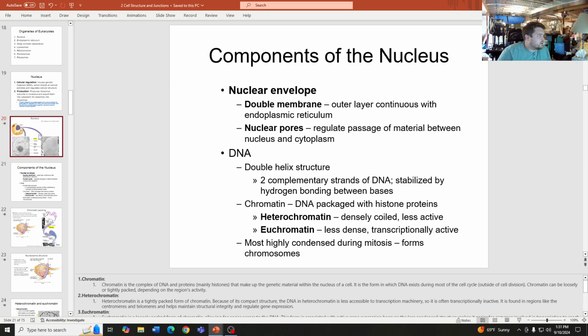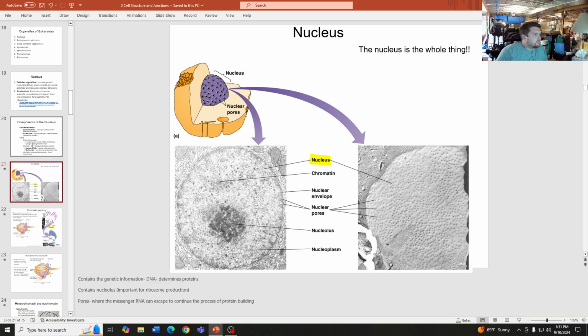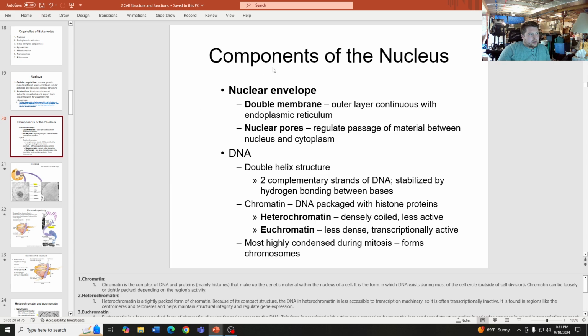Additionally, some other components, I'm actually going to switch these so we can go over all the terms before looking at the pictures. We have a nuclear envelope. Just like a cell as a whole, you can think of the nucleus as a cell within a cell. The cell as a whole has that double phospholipid membrane. The nuclear envelope, which just surrounds the specific nucleus, also has a double membrane. So it has its own membrane.